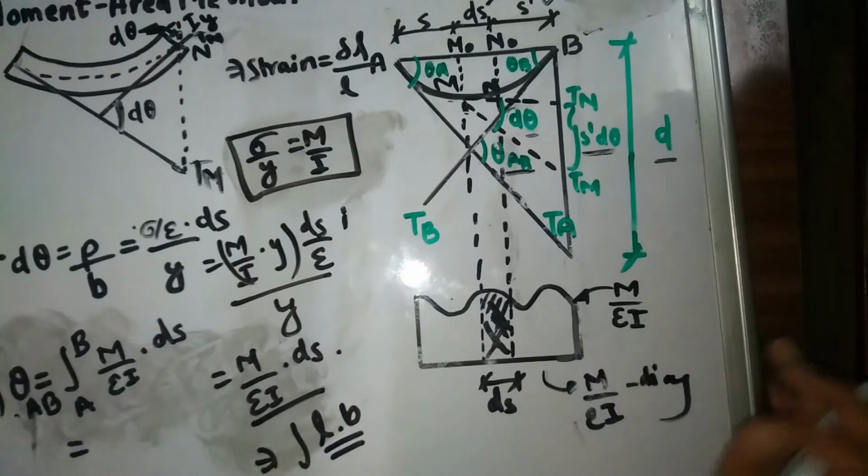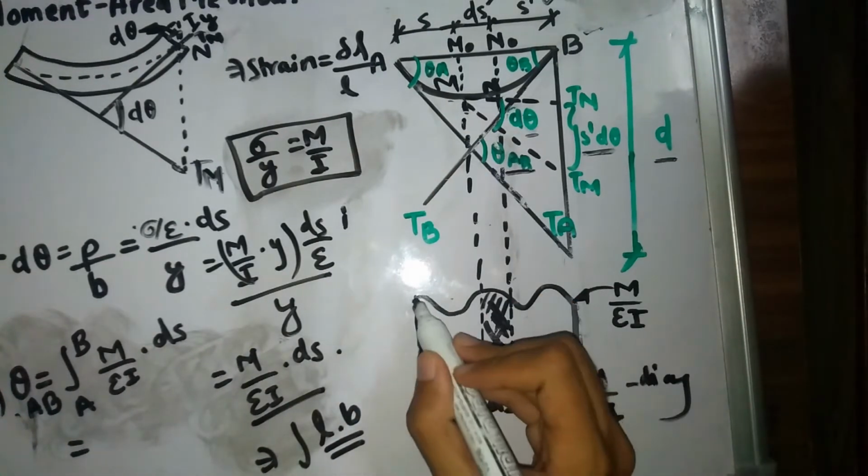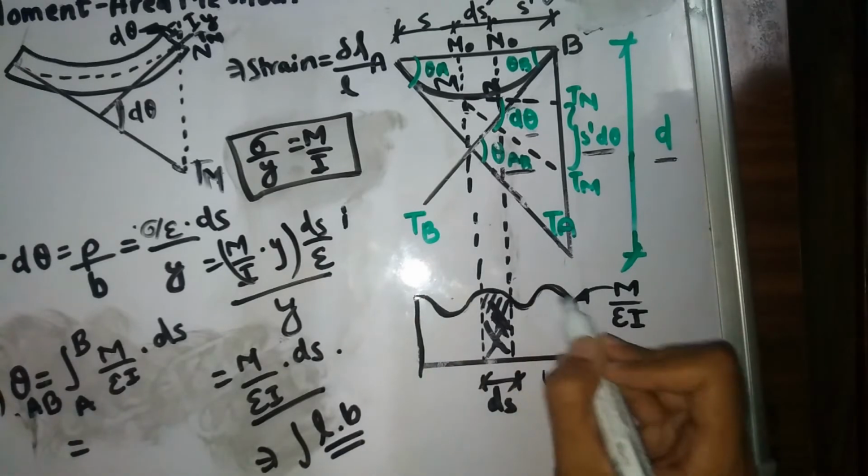So let's move on to this diagram. I have drawn the M by EI diagram. This is how our M by EI diagram looks. We have just supposed it is going to look like this.